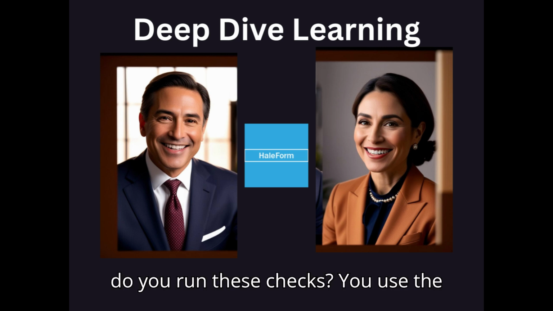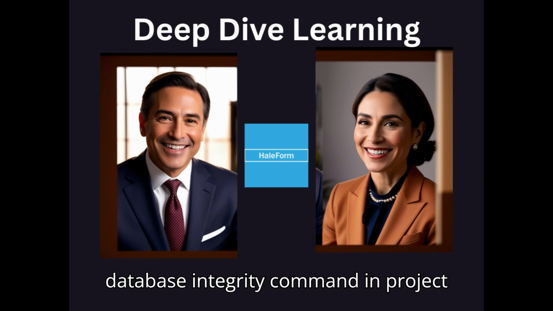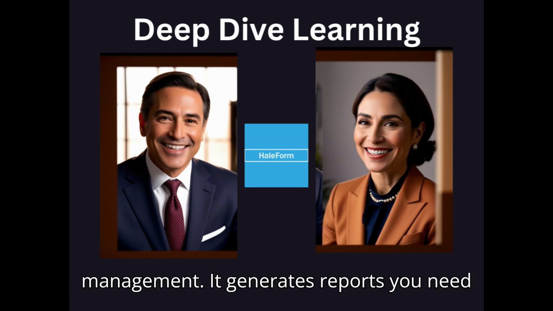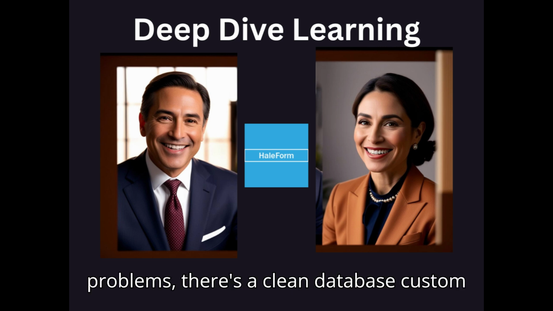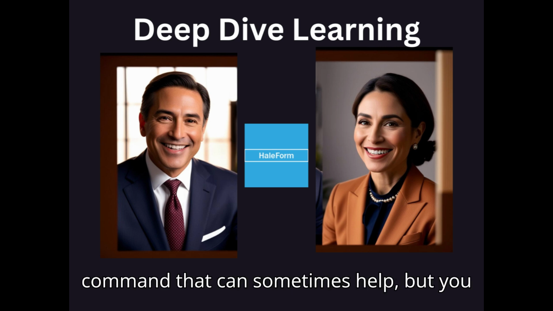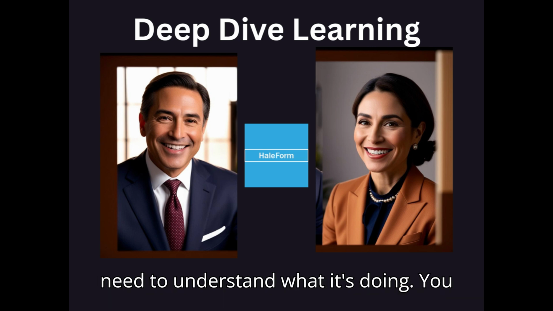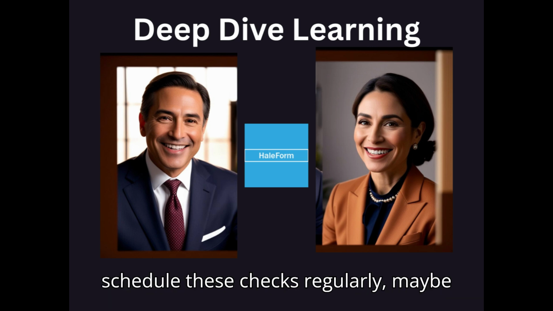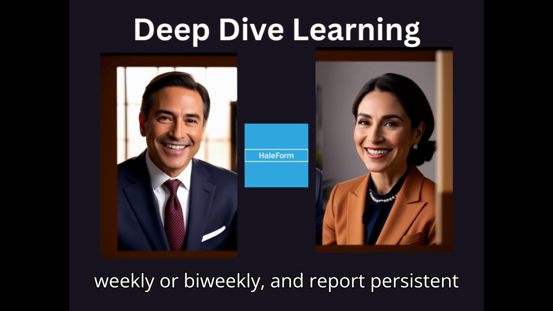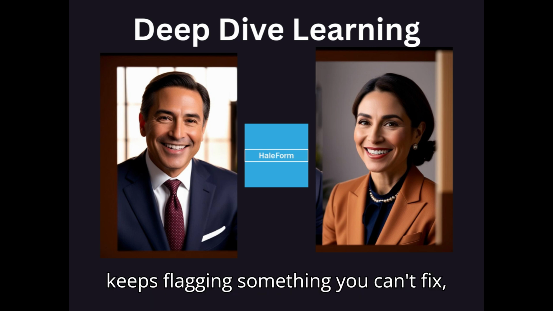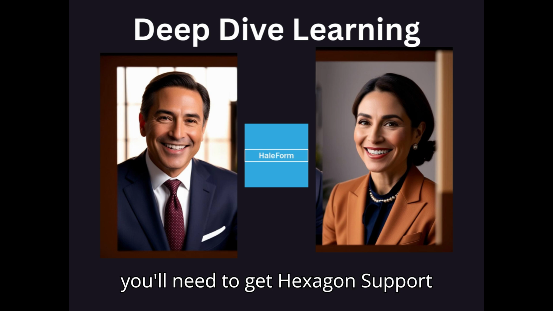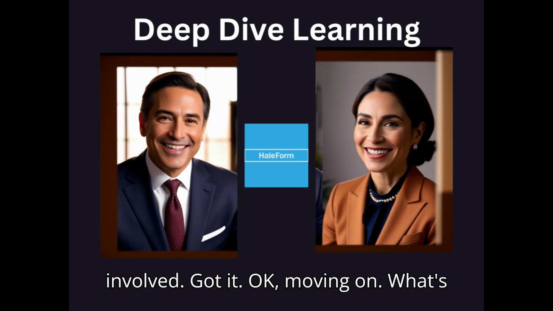So how do you run these checks? You use the database integrity command in project management. It generates reports you need to review carefully. And if it finds problems? There's a clean database custom command that can sometimes help, but you need to understand what it's doing. You schedule these checks regularly, maybe weekly or bi-weekly. And report persistent errors. Yeah, absolutely. If the tool keeps flagging something you can't fix, you'll need to get Hexagon support involved. Got it. Okay, moving on.